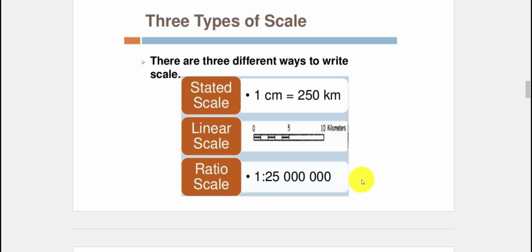The third type of scale is the ratio scale, and this will be printed on the maps in the back of your workbook and in some of the examples in the exercises. Here we have 1 to 25 million, and that means that for every 1 unit on the map, it's 25 million units in the real world. These units can be anything that you measure on the smaller map. So 1 centimeter would equal 25 million centimeters in the real world. 1 inch would equal 25 million inches in the real world.